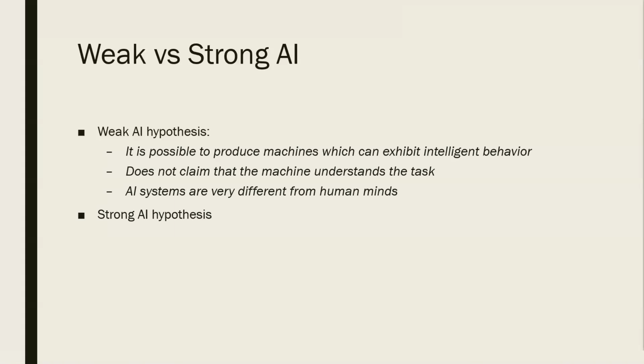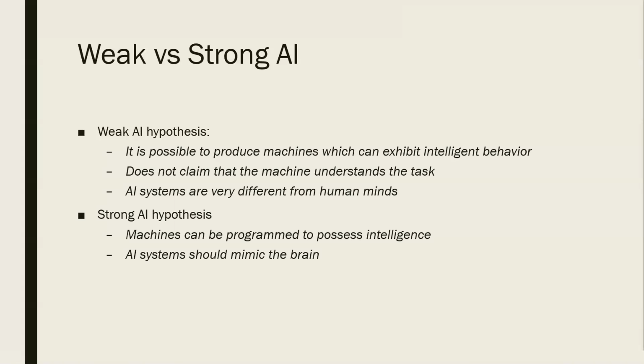Now, there are some who are more optimistic about the abilities of artificial intelligence. People who subscribe to this hypothesis would say that machines can be programmed to possess intelligence in the same way that humans can. A strong AI hypothesis might make the claim that the complex physical interactions that happen in a computer chip are basically the same as the biochemical reactions that are happening in the brain. So we shouldn't really be surprised if we could construct a machine which is as complex and as intelligent as a human is.